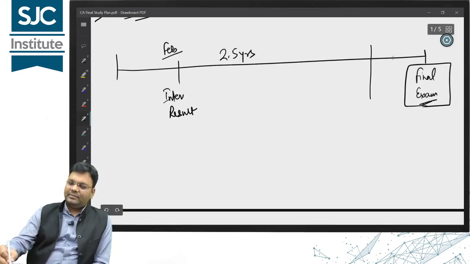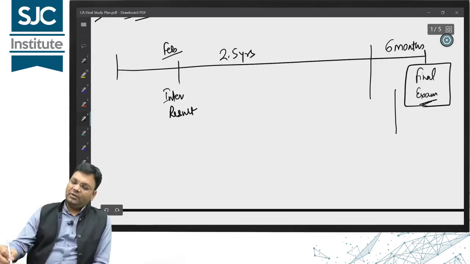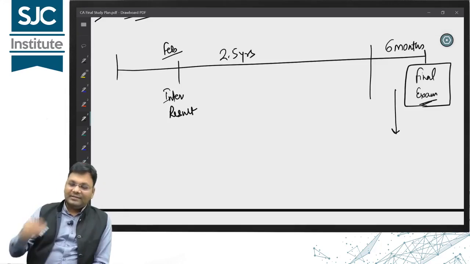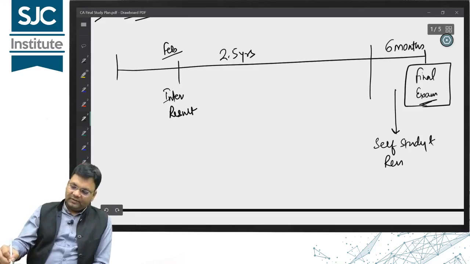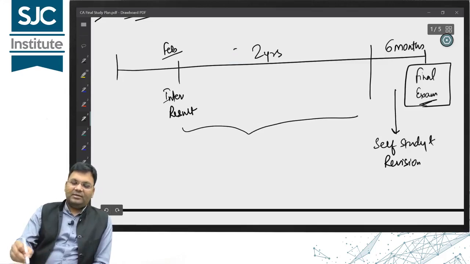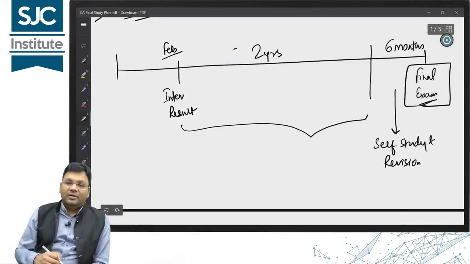We generally say that you should leave the last 6 months before your final exam in hand, where you will not be doing any tuition during this period, and this 6 months should be consumed only for self-study and revision. So how much time remains now? 2 years. The day you start your articleship, preferably that day only you must start your preparation for CA final subjects as well.